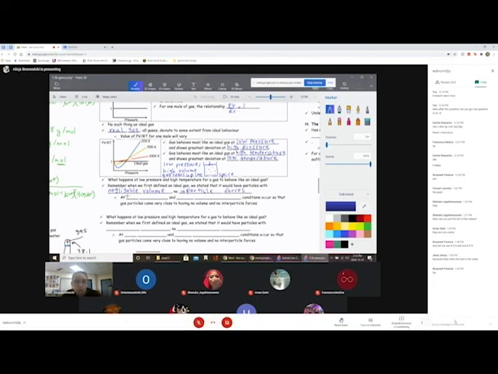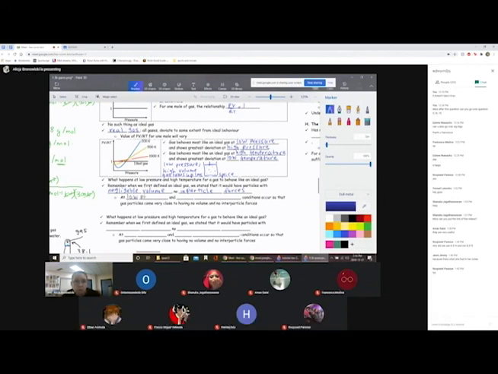So at low pressure and high temperature, conditions occur so that gas particles come very close to having no volume and no interparticle forces.